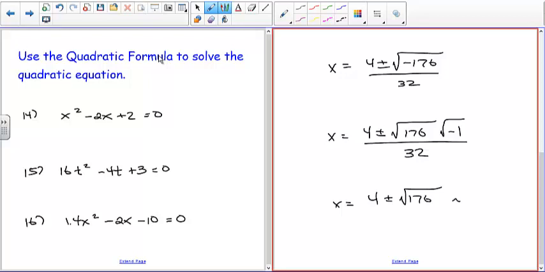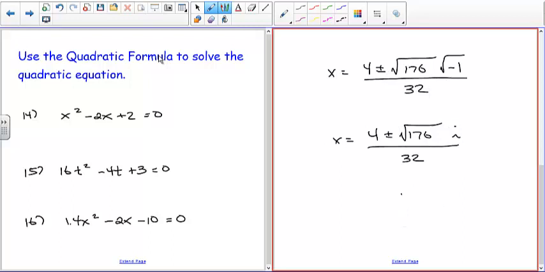So that becomes i over 32. Now the only way we could simplify this is if this is some multiple of 4. So if you take 176 and divide by 4, you'll get 44. Now actually what I wanted is if this is some multiple of 16. 176 divided by 16 is 11.